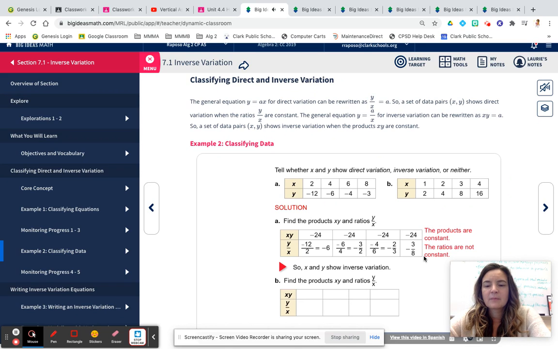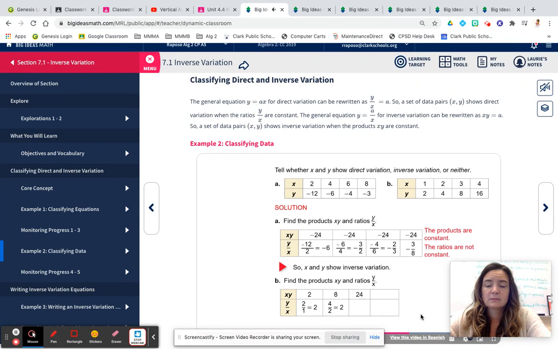B. Find the products xy and ratios y divided by x. So they're going to do it again. They do both at the same time. I personally just do one across and then one across the other way. Multiplying 1 by 2 gives 2, and 2 divided by 1 gives 2. Multiplying 2 by 4 gives 8. And 4 divided by 2 gives 2.